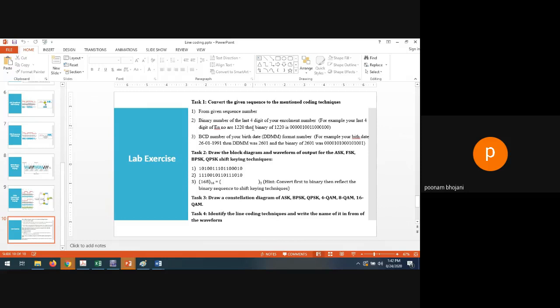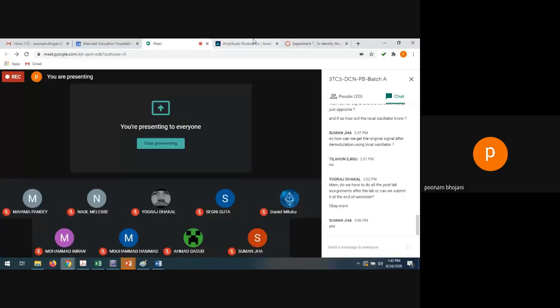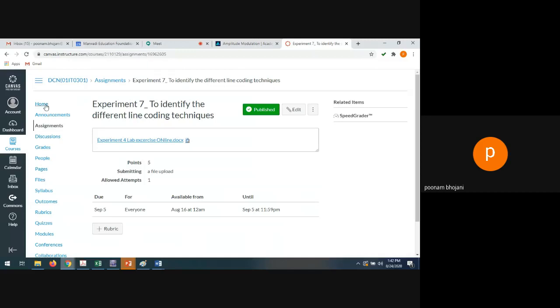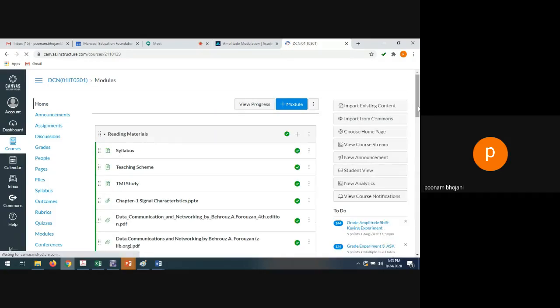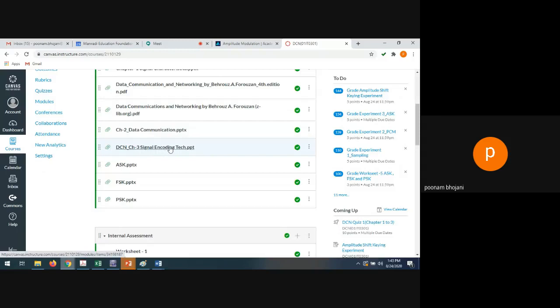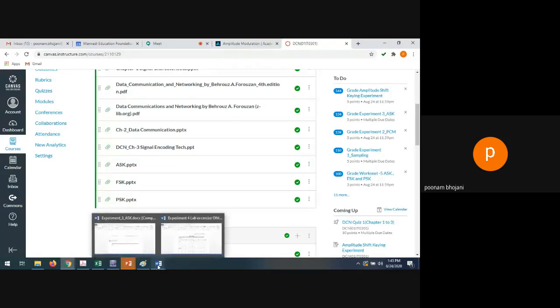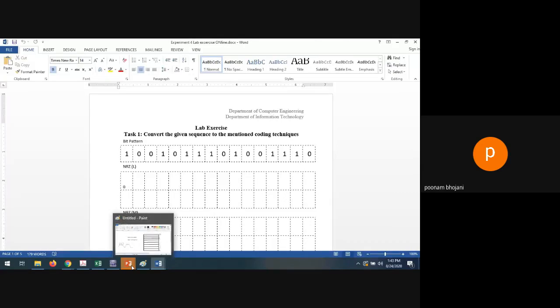To do this task, you will need the PPT of line coding, or signal encoding techniques, which is already uploaded in Canvas. If you want to see it, on the home page, in the reading materials, there is one PPT, signal encoding techniques. Yes, this one. You can open that PPT, take it as a reference, and do this lab exercise. Let us see this lab exercise again.